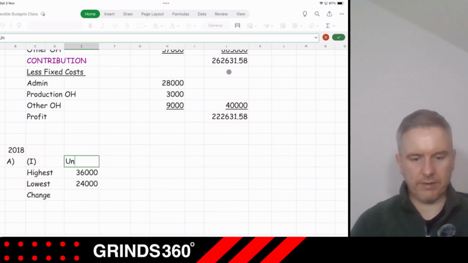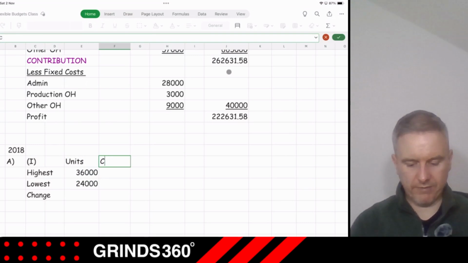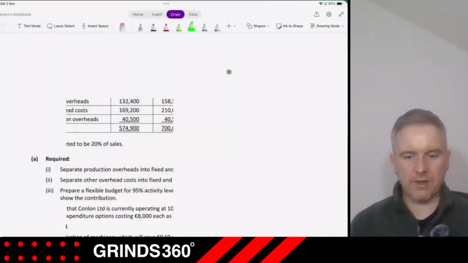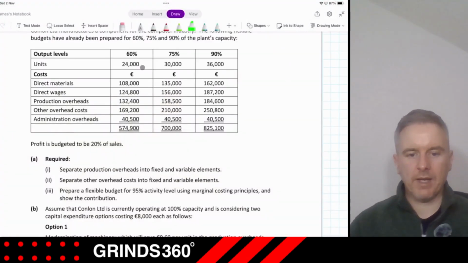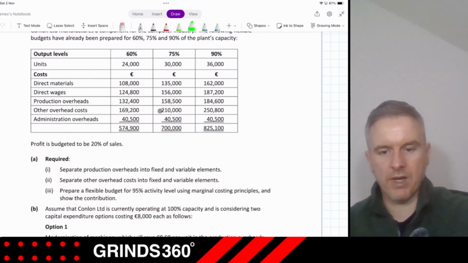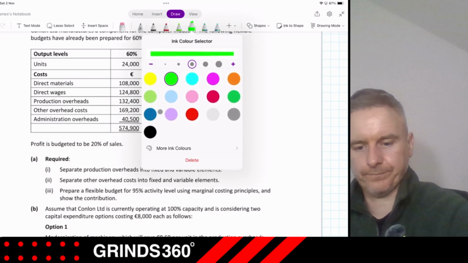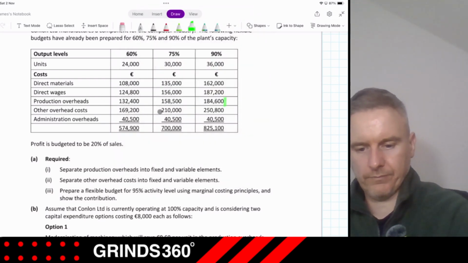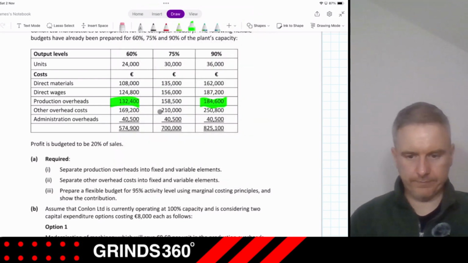What am I dealing with here? The units. Then I'm going to look at the relevant cost. So 36 and 24 have gone in, and then it's my production overheads I'm interested in. So 184,600 and 132,400. So 1846 and 1324.